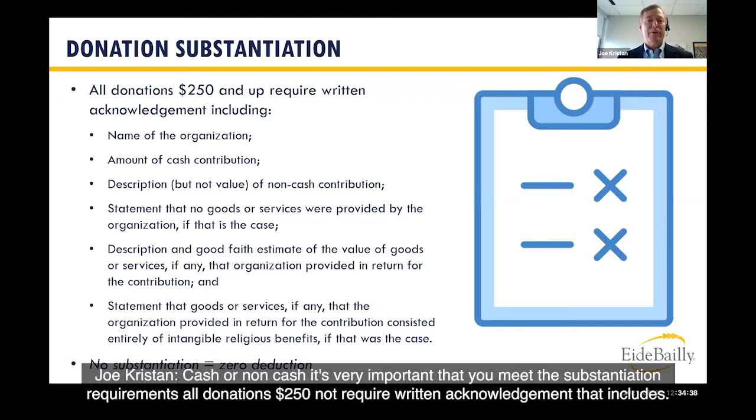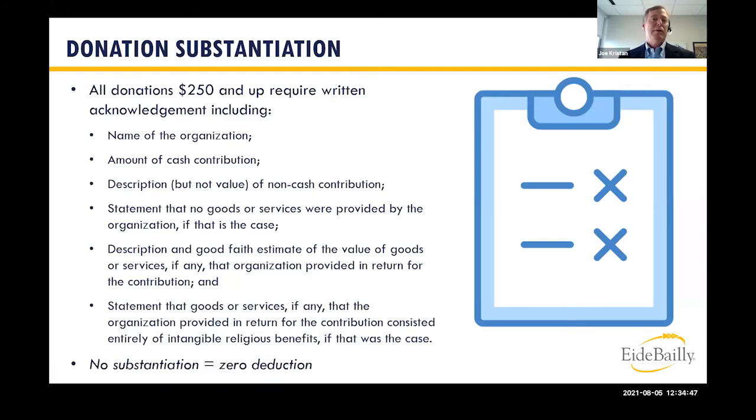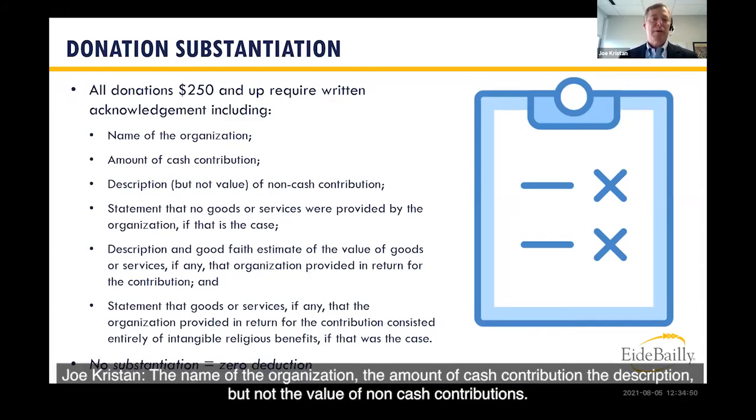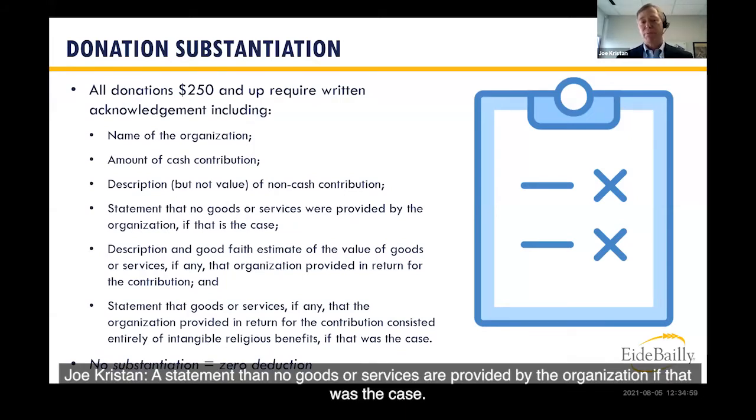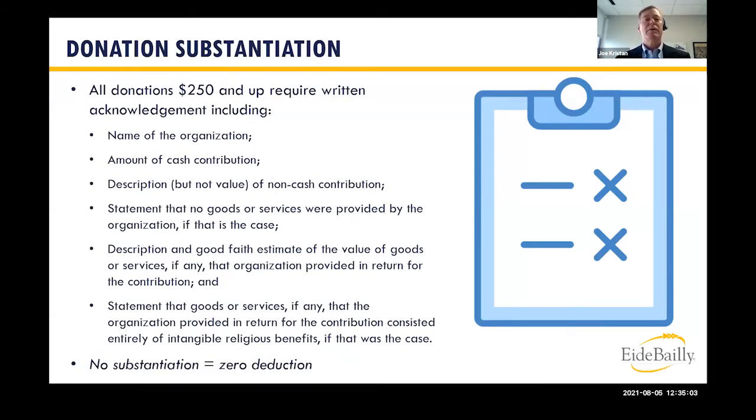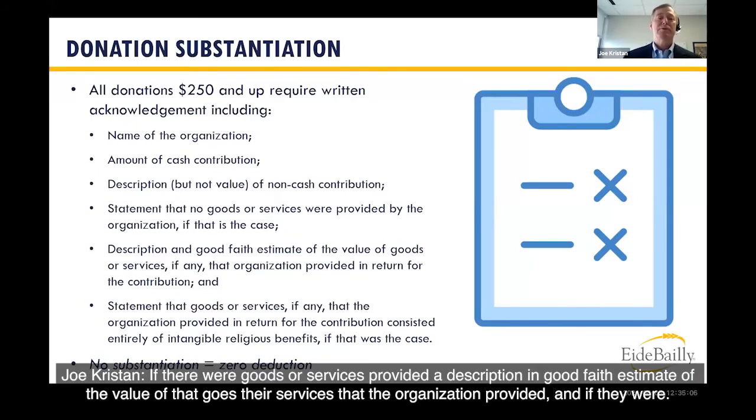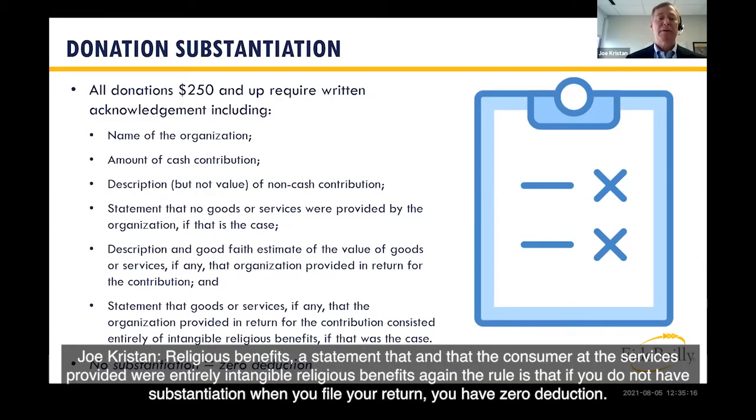Cash or non-cash, it's very important that you meet the substantiation requirements. All donations $250 and up require written acknowledgement that includes the name of the organization, the amount of a cash contribution, the description but not the value of non-cash contributions, a statement that no goods or services were provided by the organization if that was the case. If there were goods or services provided, a description and good faith estimate of the value of the goods or services that the organization provided. And if they were religious benefits, a statement that the services provided were entirely intangible religious benefits.